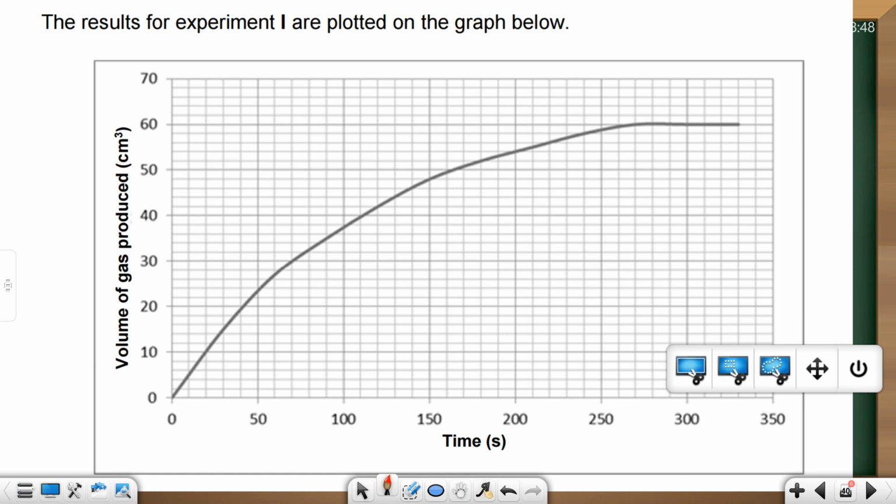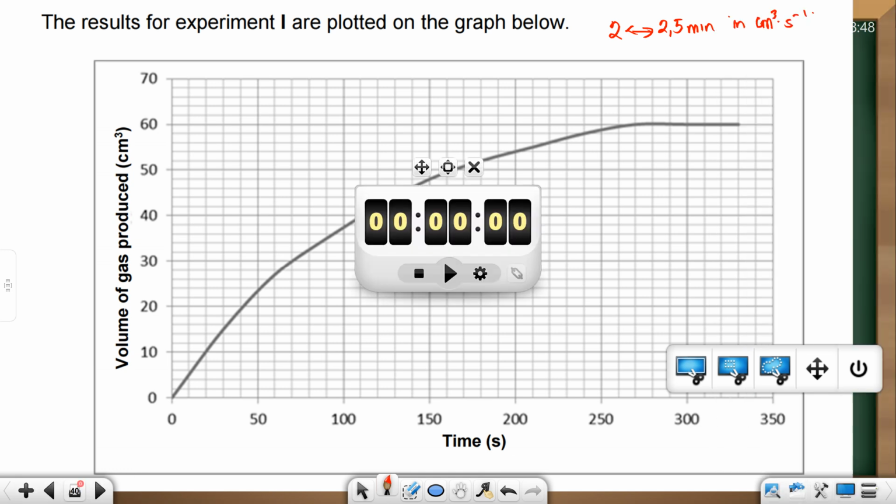Okay, guys, please you try. Rate of reaction between 2 and 2,5 minutes in, they said what? cm cube per second. I'll give you 3 minutes to try. It's 3 marks. What is your attempt? I've already given you the formula. It's the change in.